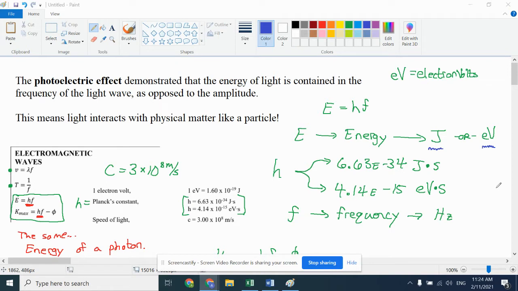To sum it up, what it demonstrated is that the energy of light is contained in the frequency of the light wave as opposed to the amplitude. That's completely opposite of how mechanical waves work. The consequence is that when light interacts with physical matter, it does so like a particle. So there's some key things we need to talk about today.